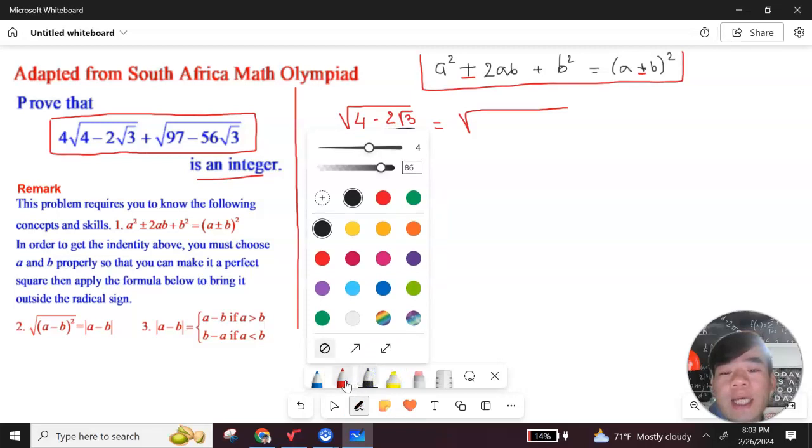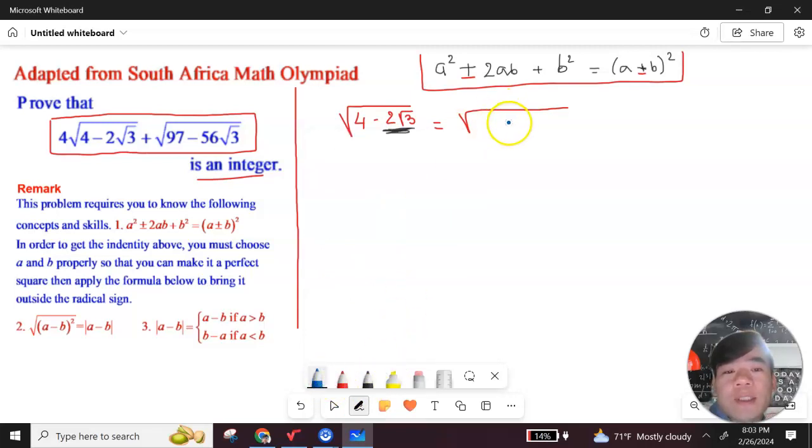So basically, I just rewrite this one minus 2, which is the minus 2 right here. Now I need to find a and b. I only have root 3 left because I wrote negative 2 right here, and that negative 2 comes from the formula. Now I only have root 3 left, which is a times b. So I need to find a and b so that a multiplied by b equals root 3.